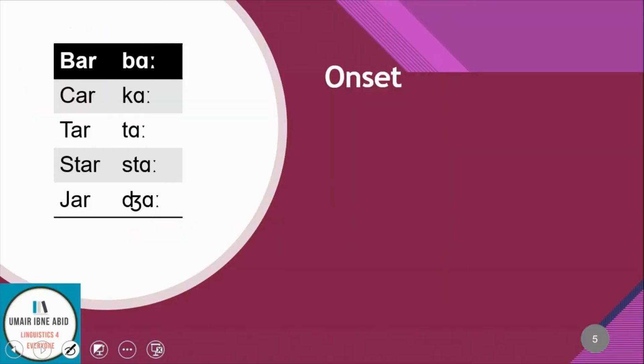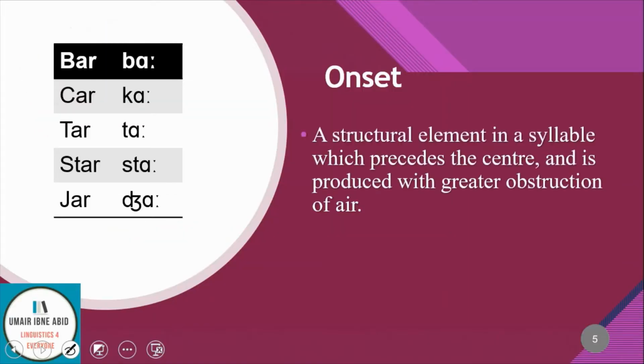Now let's come to the onset. So what is onset? A structural element in a syllable which precedes the center. Center means vowel. So any element which comes before the vowel is called onset, and it is produced with greater obstruction of air. Onset is always a consonant, and a consonant is always produced with greater obstruction of air.